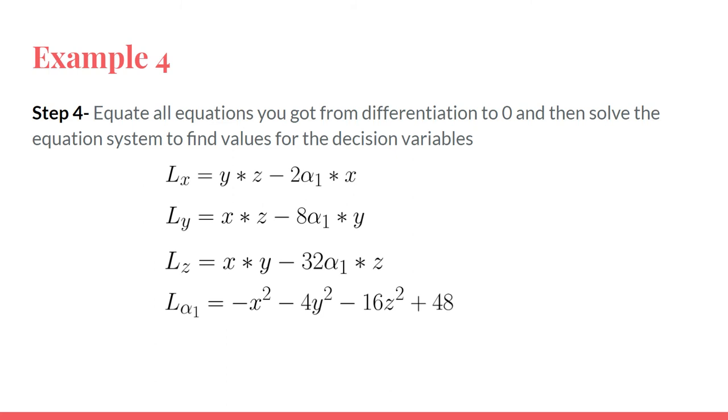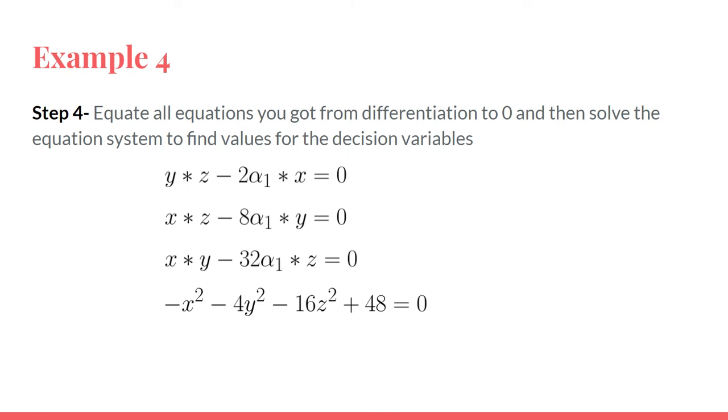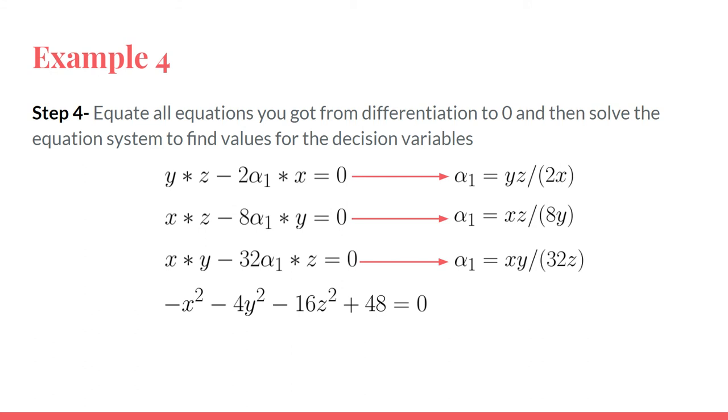We will then equate all equations we got from differentiation to 0 and solve the resulting equation system to find values for our decision variables. So first we equate all equations to 0 and then we solve this new system of equations. Let's start by isolating alpha 1 in the first three equations. By doing this, we have that alpha 1 is equal to yz over 2x, alpha 1 is equal to xz over 8y, and alpha 1 is equal to xy over 32z. Because all these three equations show different values for alpha 1, we can equate them to each other.